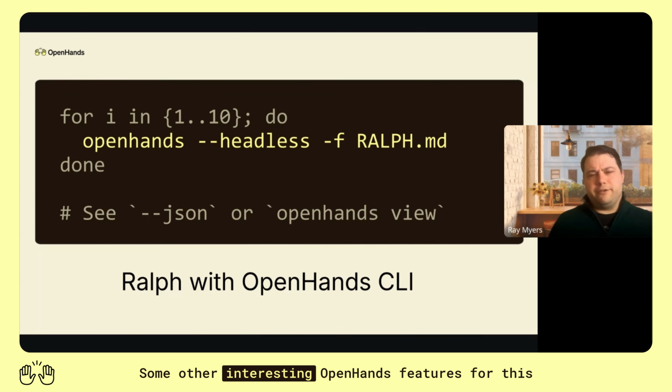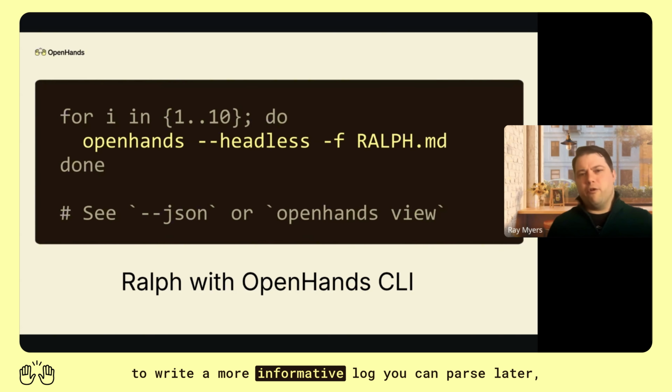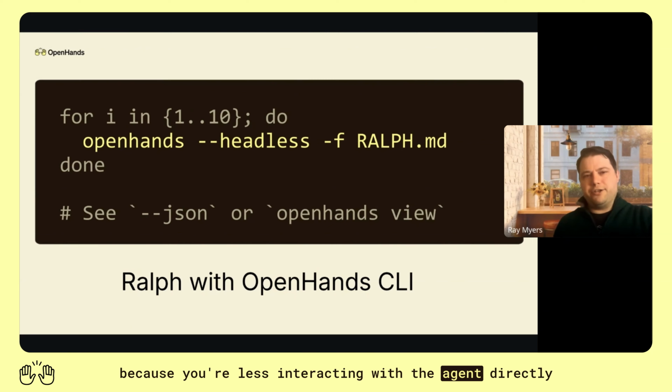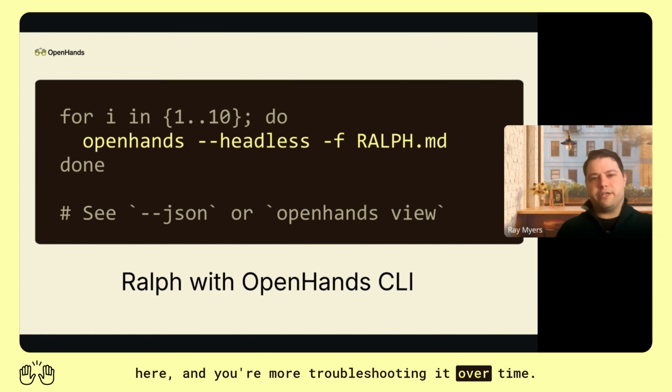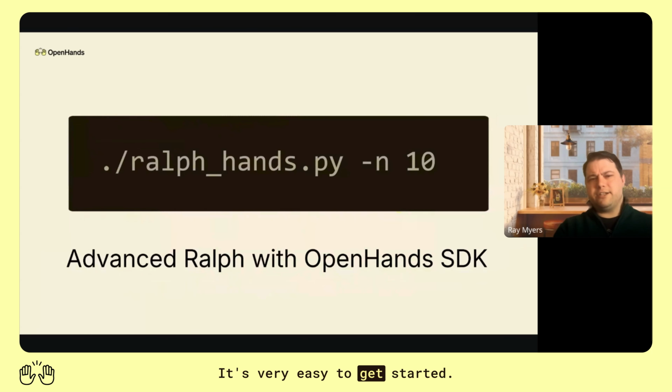Some other interesting OpenHands features for this purpose: you might decide to use the JSON option to write a more informative log you can parse later, because you're less interacting with the agent directly here and you're more sort of troubleshooting it over time. We also have OpenHands view to view trajectories. So this is how you would do it with OpenHands CLI. It's very easy to get started.